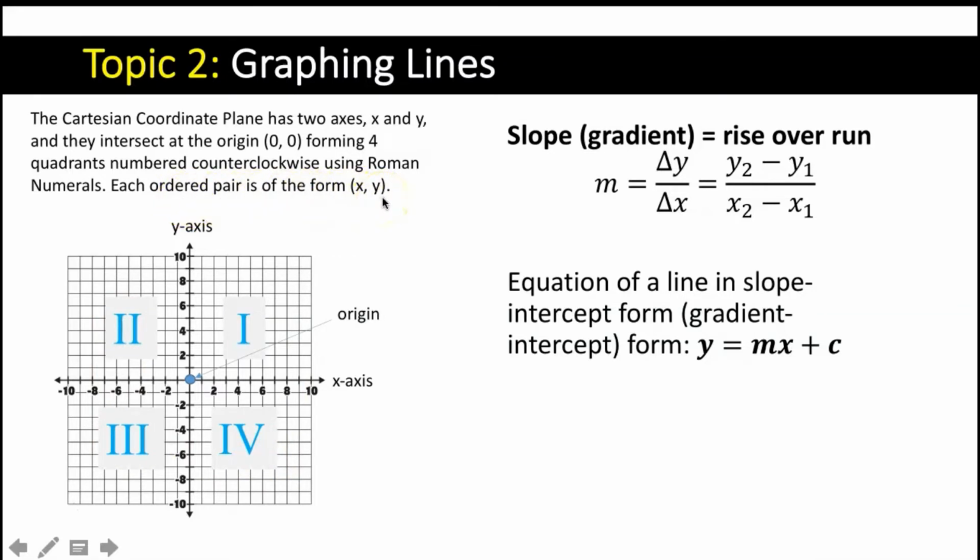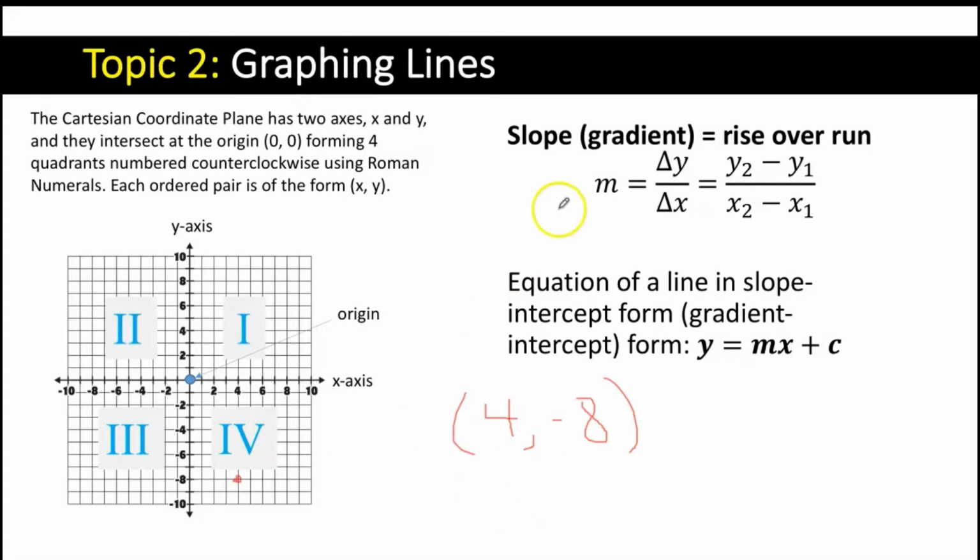So if we were to do something like 4 comma negative 8, then we're going to go first to the 4 on the x-axis, and then we're going to go down to negative 8 on the y-axis. I'm trying to do this on the computer and it's a little difficult. So I go 4 and then down to negative 8. So there's the point 4 comma negative 8.